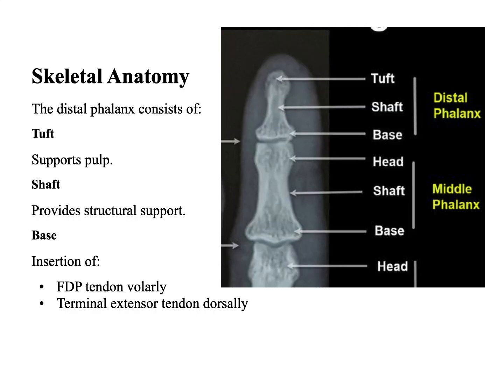When we get to the skeletal anatomy of the distal phalanx, it is formed of three parts. The tuft is the broad end of the phalanx that lies just beneath the nail bed and is very adherent to it. Then the shaft, which provides structural support, and the base. The base carries the insertion of what? Yes, volarly the flexor digitorum profundus and dorsally the terminal extensor tendon.